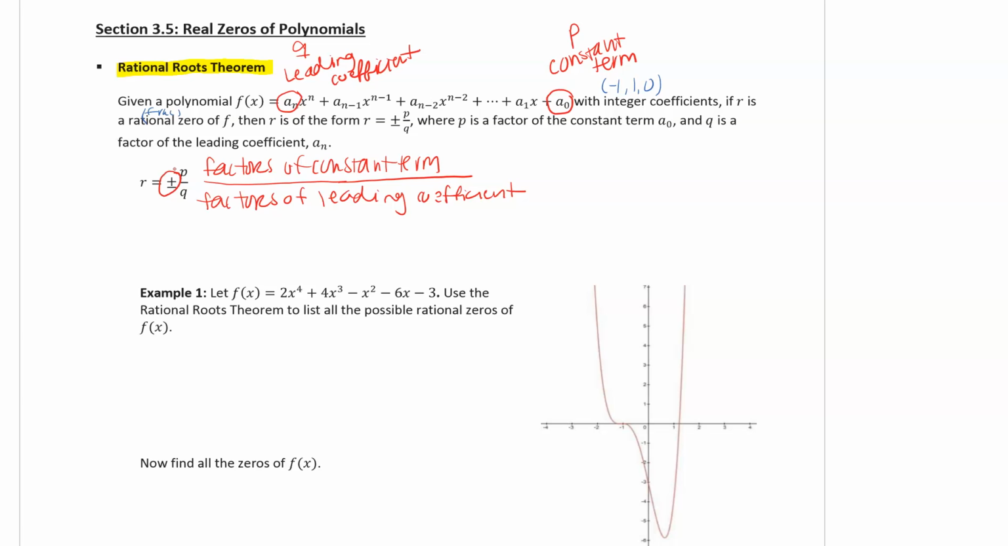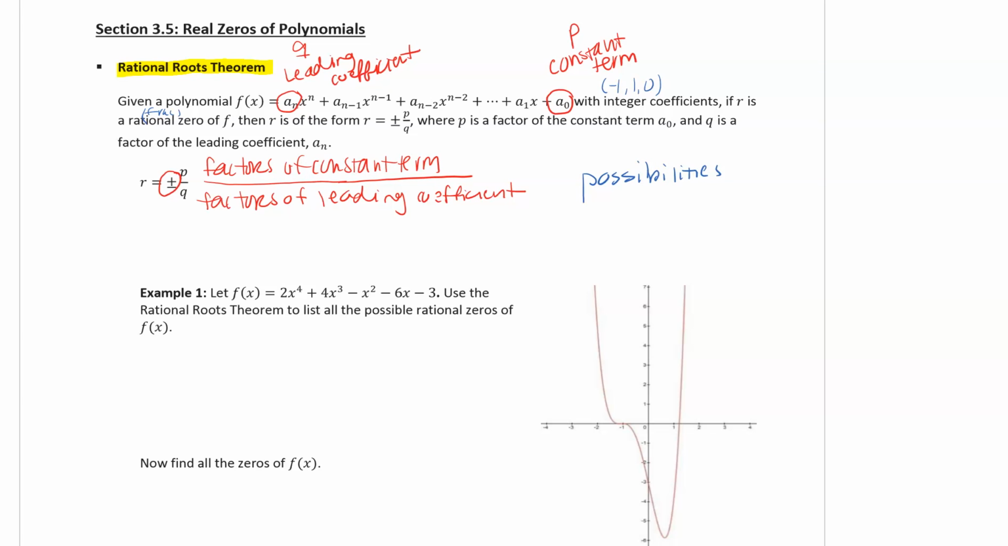And so let me read it again. It says, given the polynomial, if r is a rational zero, so this is only going to find rational zeros, it will not find imaginaries. And then r is in the form of p over q, where p is a factor of the constant term and q is a factor of the leading coefficient. Then we can find, again, all the possibilities. It does not guarantee that they are there, but if they are rational, they are going to be in that lineup. So let's look at this example and see what we can do with it.